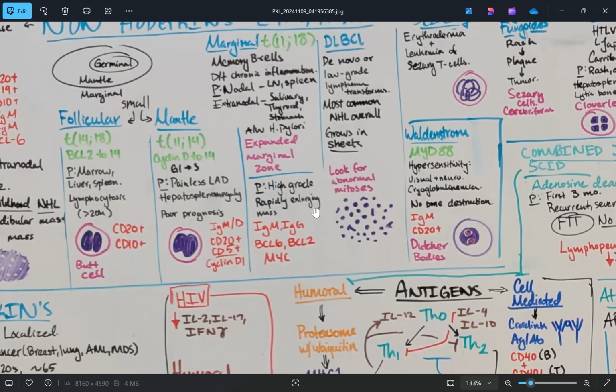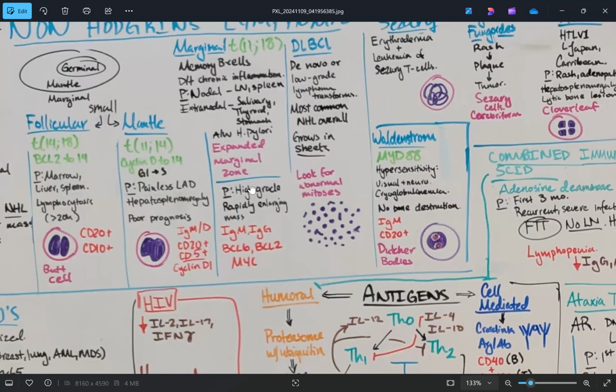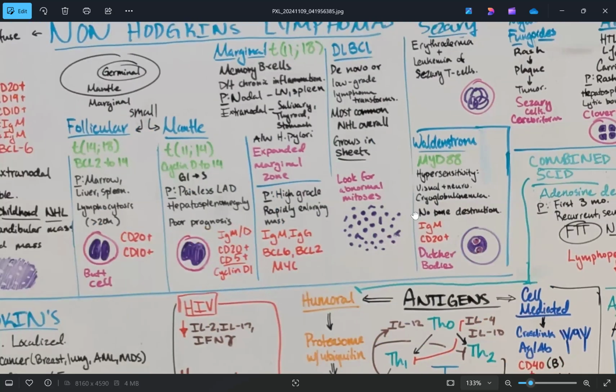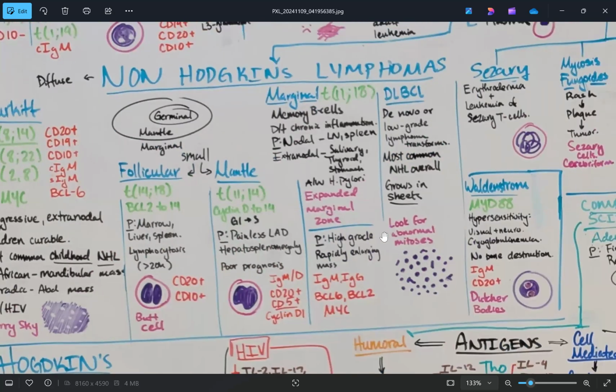For marginal, which will be on the outside, t(11;18), these will involve mostly your memory B cells, and that's an important distinction I almost forgot to make, whereas your follicular and mantle will deal with your small B cells. Usually marginal is because you have chronic inflammation. You'll present as nodal, with enlarged lymph nodes and spleen. Extranodal presentations will affect your salivary glands, thyroid, and stomach, and it's also associated with H. pylori.